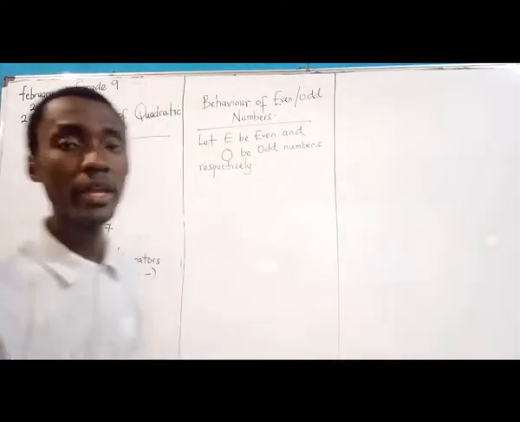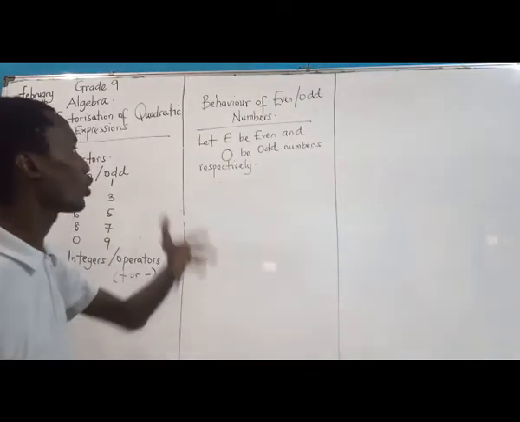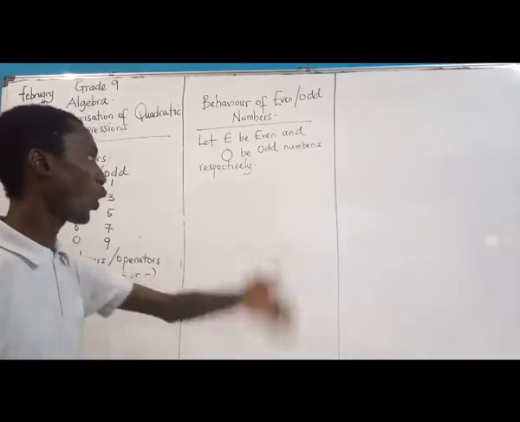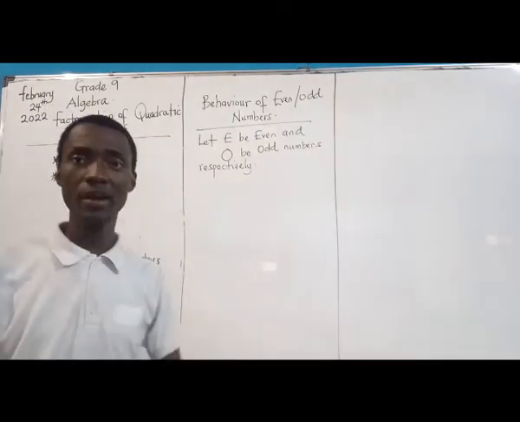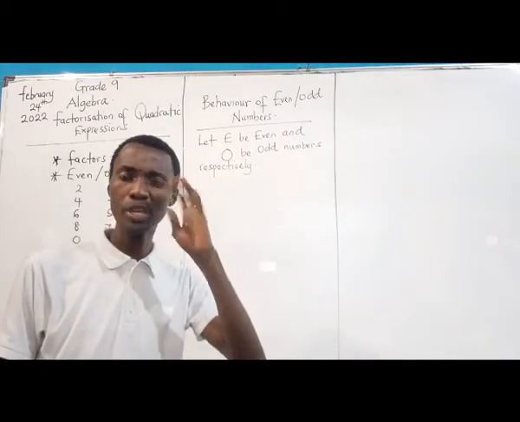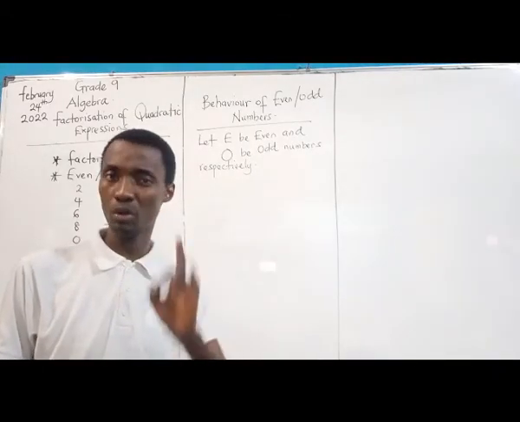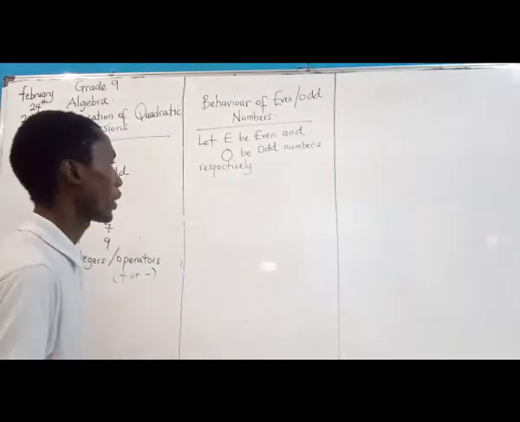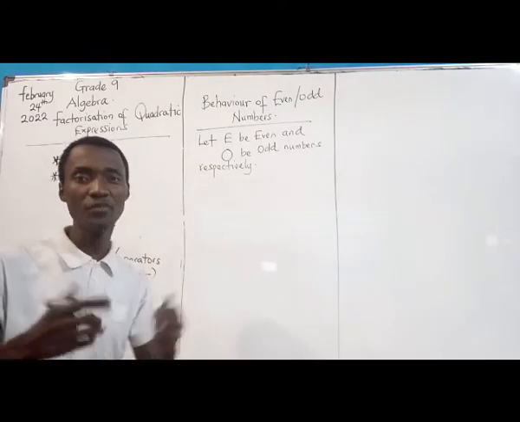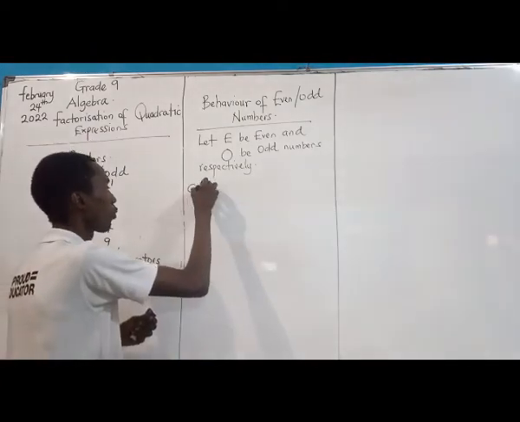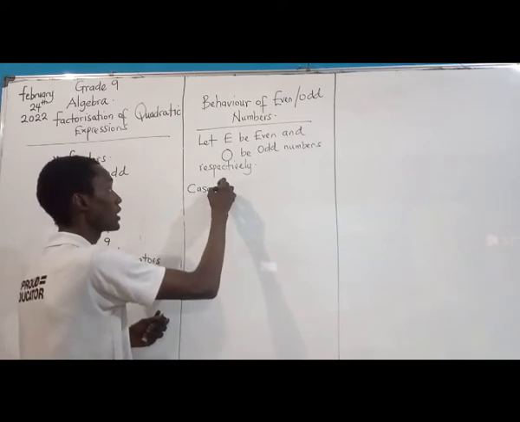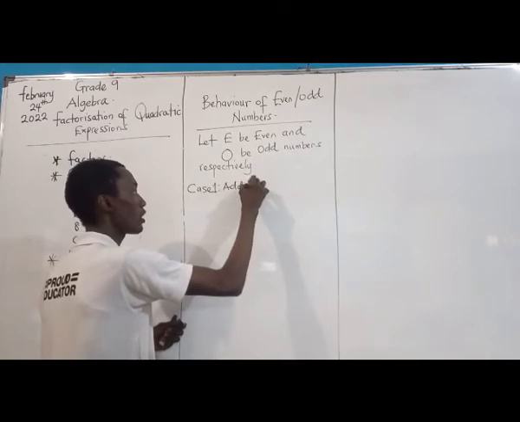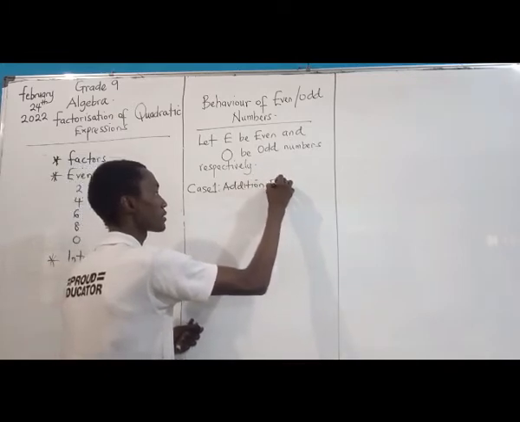Okay, so we have the behavior of even and odd numbers. So I've said let E be even and let O be odd numbers respectively. Now essentially when we talk about even and odd, we are picturing a scenario where they are what? Whole numbers. Essentially whole numbers can either be even or odd. Okay, so we're going to subject this to different environments. So the first case, we will subject these numbers to what is called the addition environment.